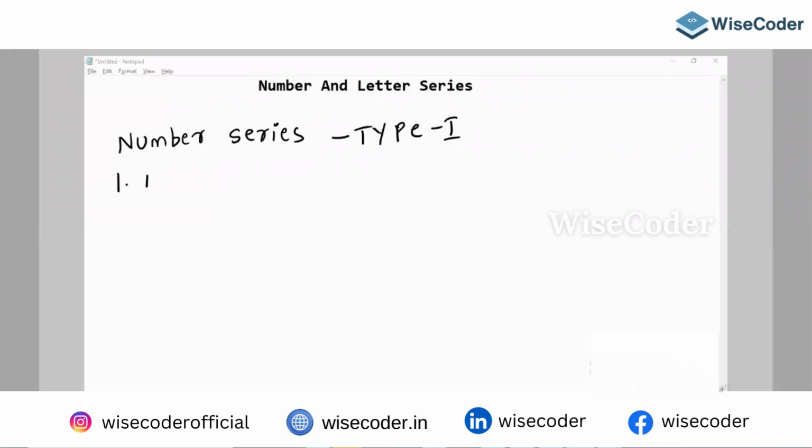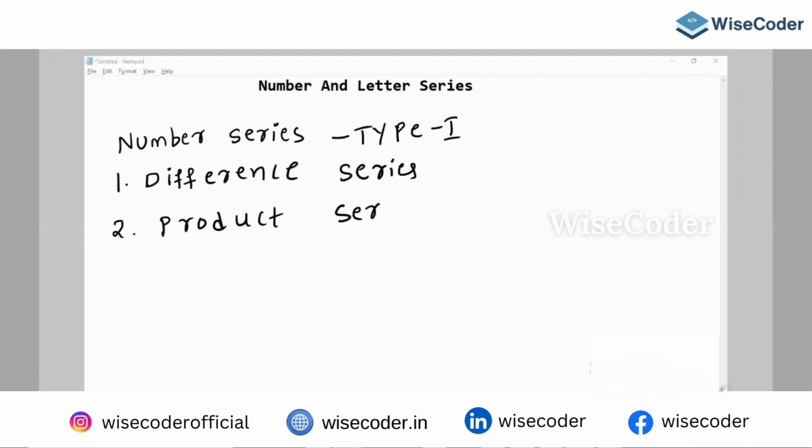In that, number 1 is difference series. Number 2 is product series. Number 3 is squares and cubes series.